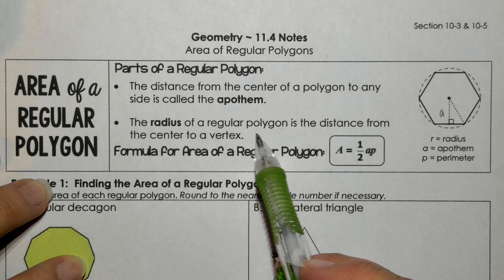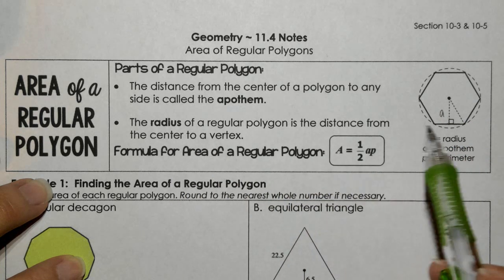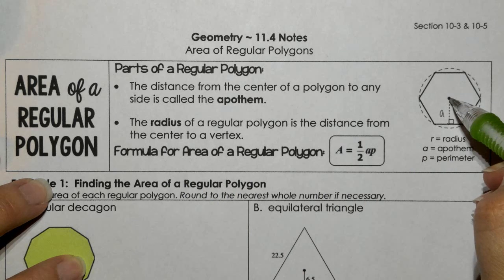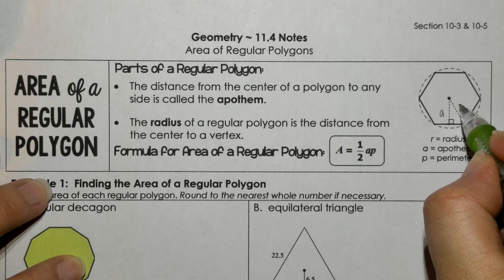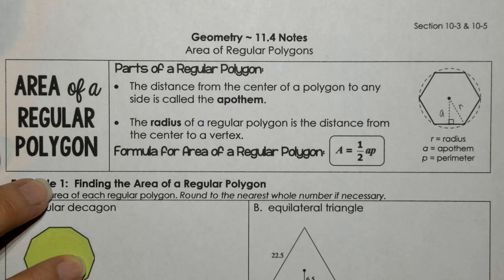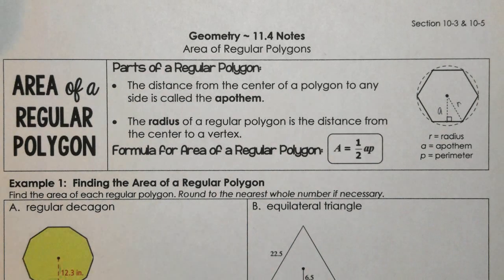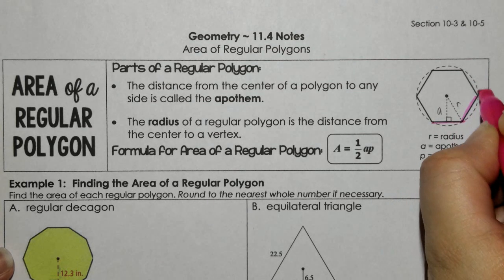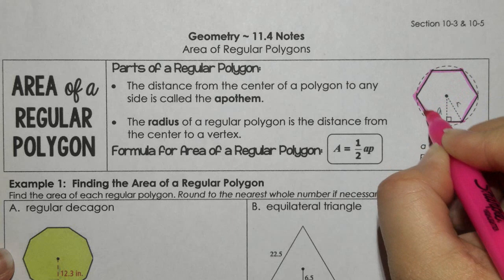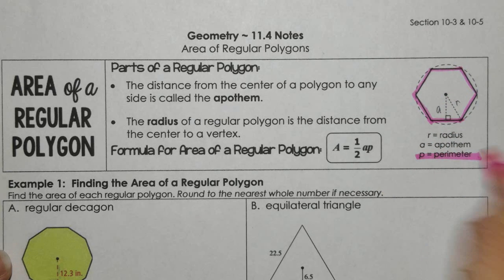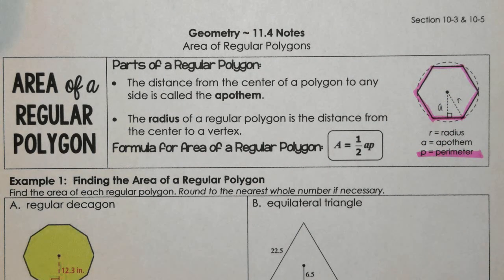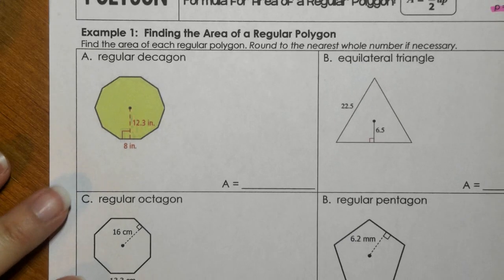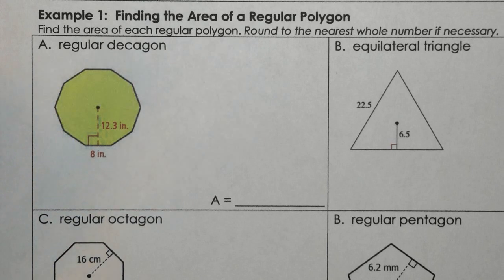Your radius in a regular polygon is the distance from the center to a vertex. So the center to the vertex would be your radius. Okay. And then your perimeter would be the distance around the figure. Okay, so all of these added together give you your perimeter.